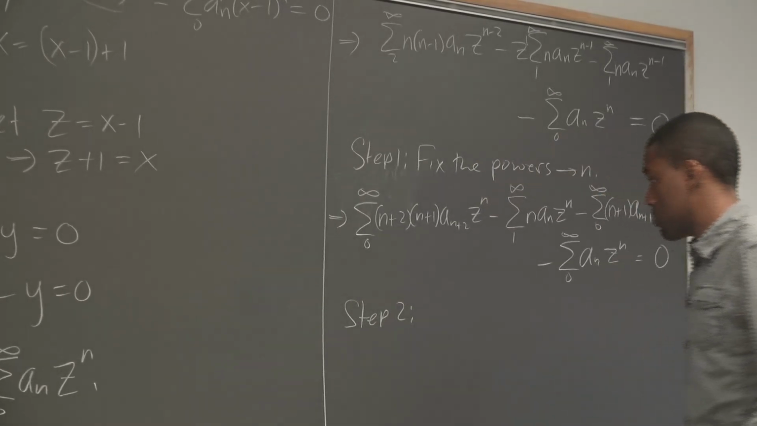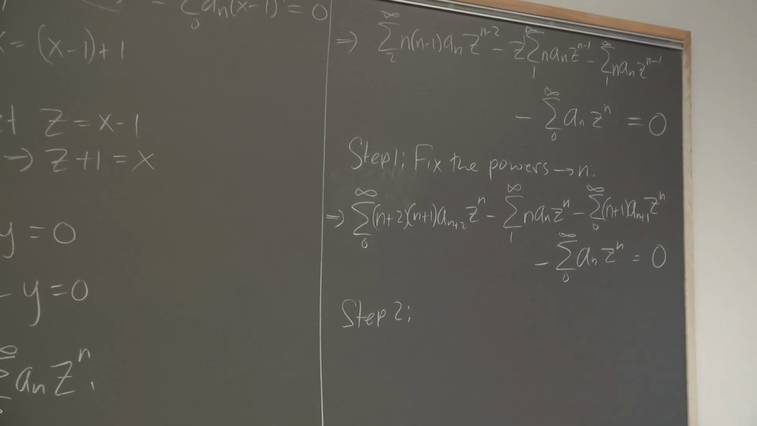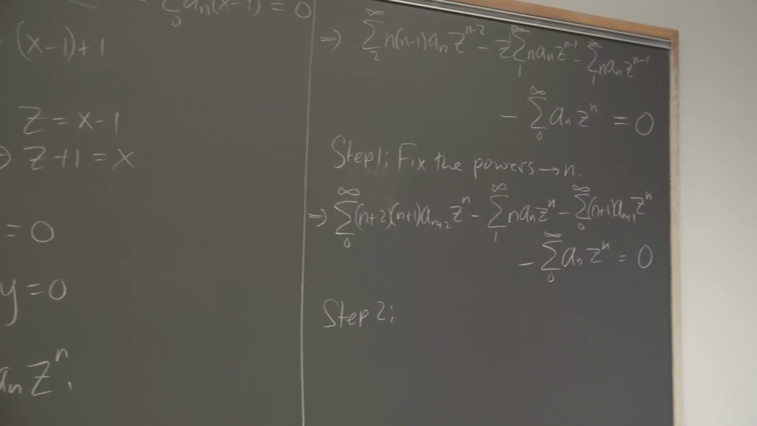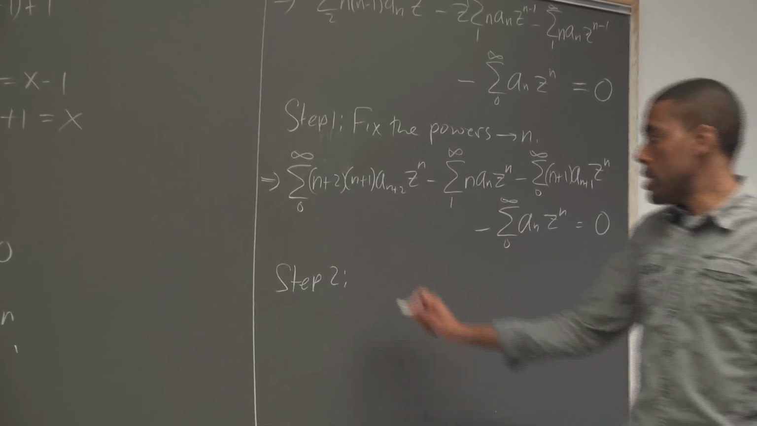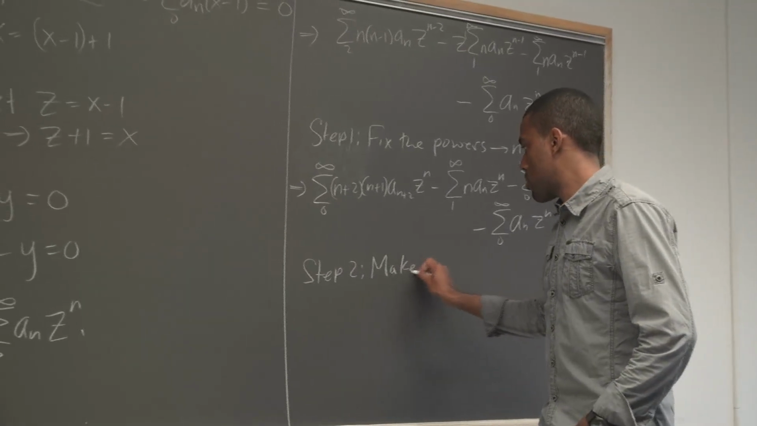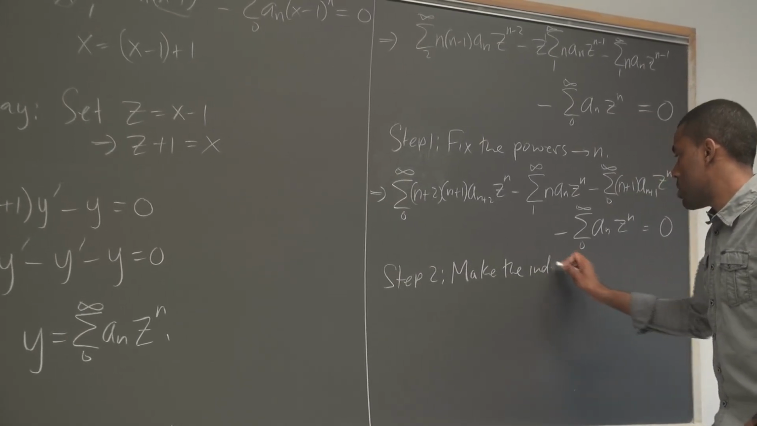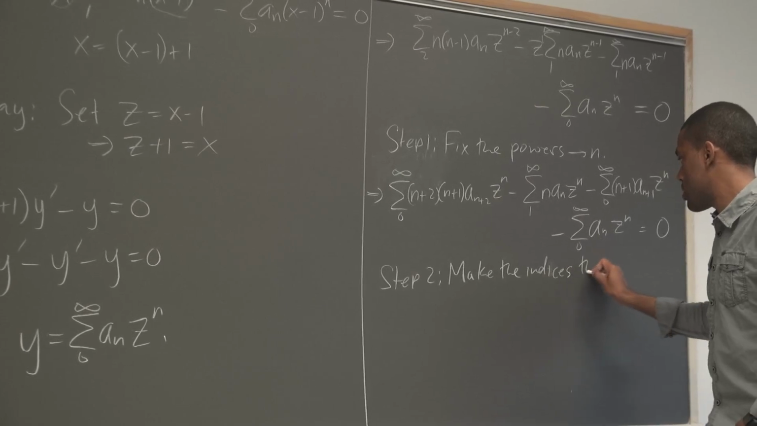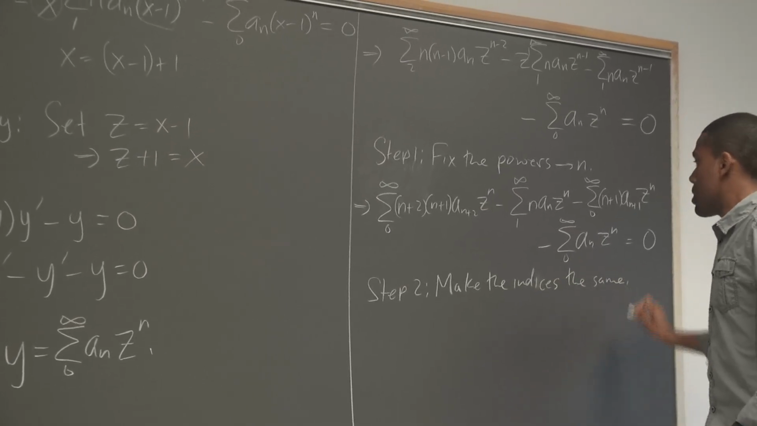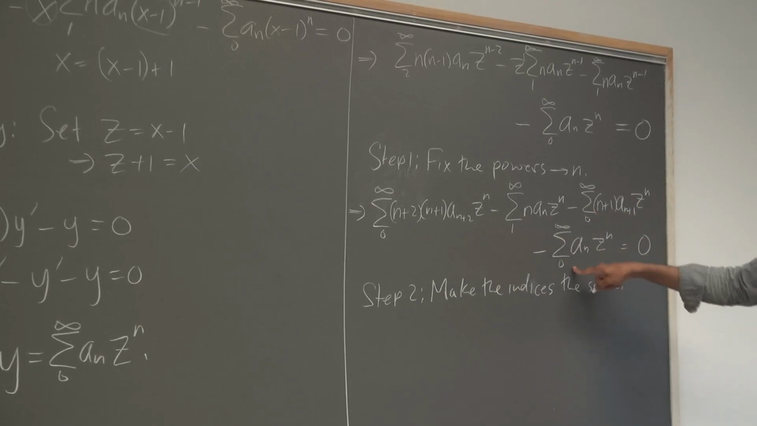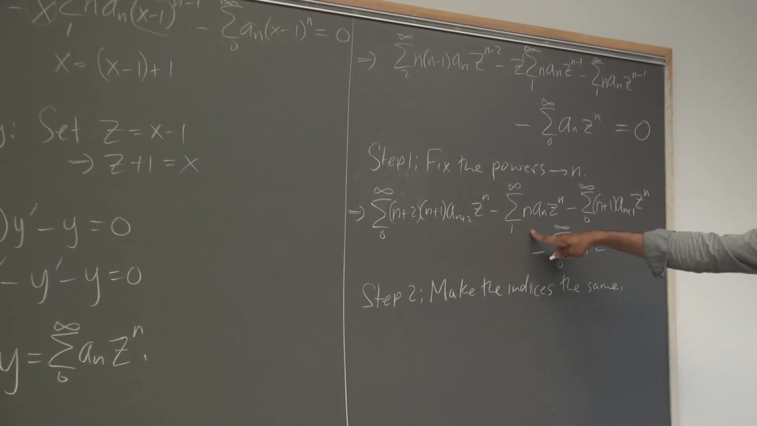What was step 2? Make the indexes the same. Well, the plural of index is indices. So everyone here is at 0 except this guy. So what do I have to do to get him to 0?